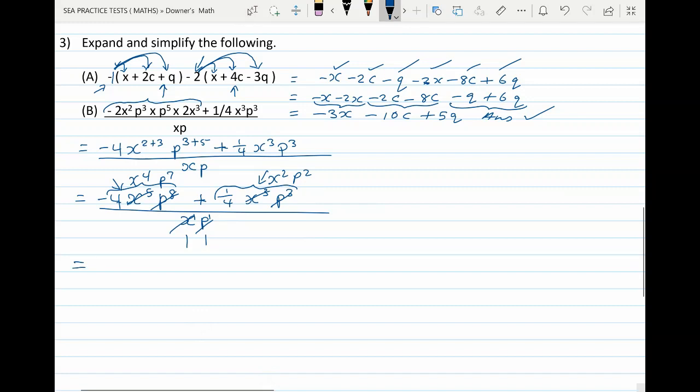So coming down to write it finally, this is going to be minus 4 x to the 4 p to the 7, plus, which is this plus here, and we have to write down a quarter x squared p squared. So a quarter x squared p squared. So that would represent our final answer for this particular question. That's our answer.